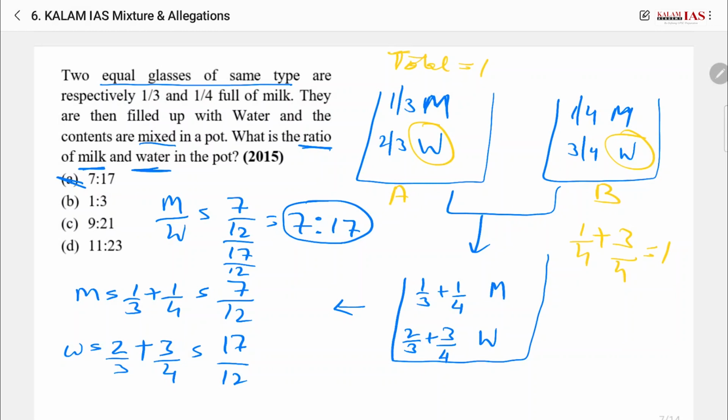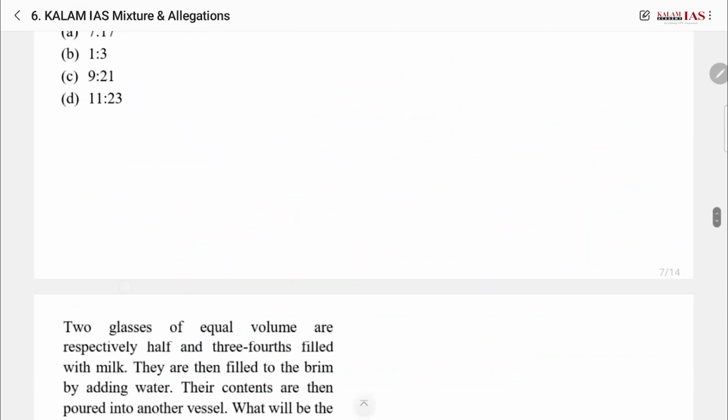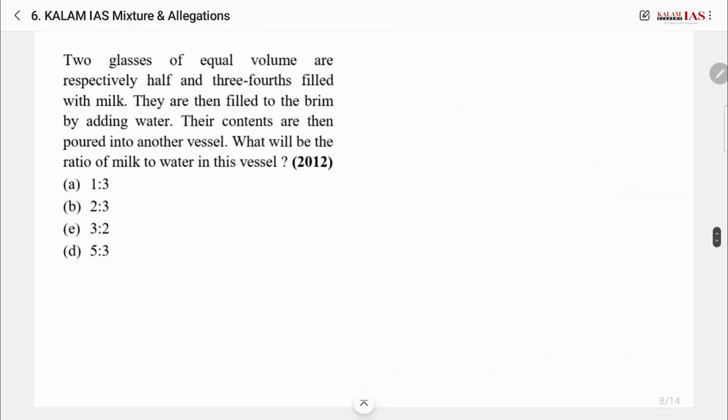Now both of them are mixed in a new pot C, and so we know milk will be 1/3 plus 1/4 and water will be 2/3 plus 3/4. Now we have to find the ratio of milk and water. Milk is 7/12, water is 17/12. So total ratio will be 7:17. Answer A, option A. Next question. You have 1 minute and then we'll discuss it.